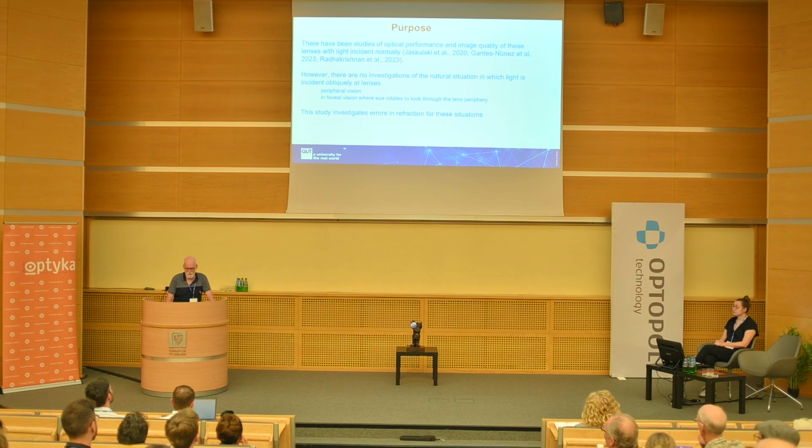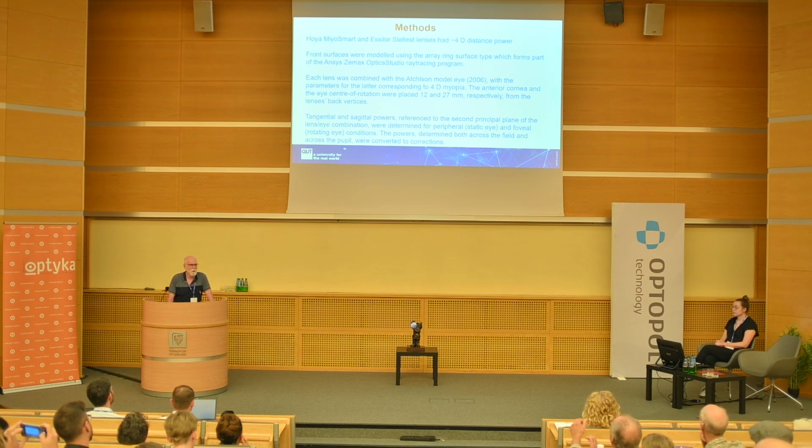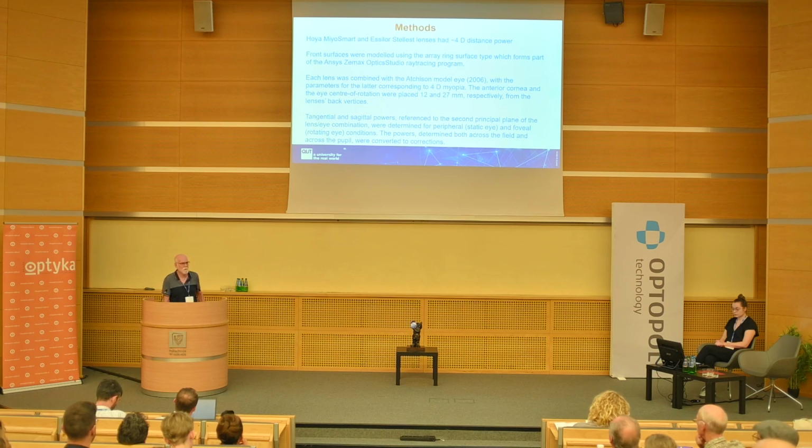So it's a theoretical investigation of these refractions. A little bit about methods. I did look at different powers, but for the sake of this talk the power will be -4 D. We've modelled the front surfaces using a particular type of surface called the array ring surface type, which is part of ZEMAX software. I put these lenses behind a model eye, which is my own, and it's a refraction-dependent model eye, so this has been set up for 4 dioptre myopia. The anterior cornea is 12 millimetres away from the back surface of the lens, and the centre of rotation of the eye is 27 millimetres away from the back surface of the lens.